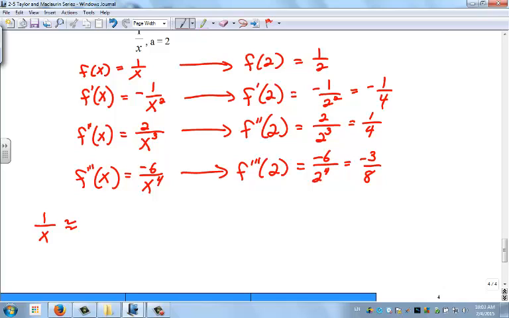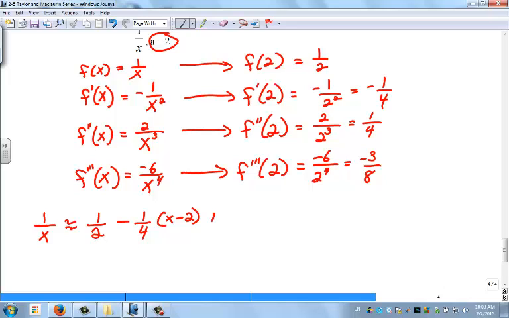Remember, this is about a equals 2, so we're going to have x minus 2 to the power after it, right? So 1 over x is approximately equal to, starts with f of 2, which is 1/2. The next thing is going to be plus f prime of 2, so that's minus 1/4, times x minus 2 to the first power over 1 factorial. Remember, first derivative, first power, first factorial.